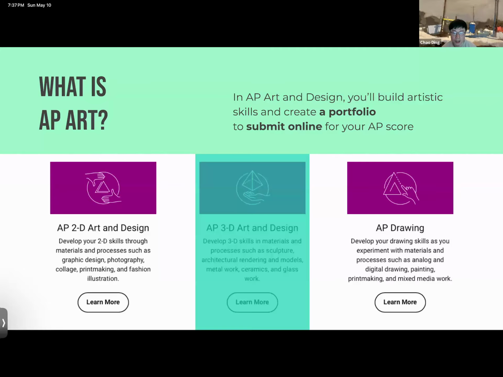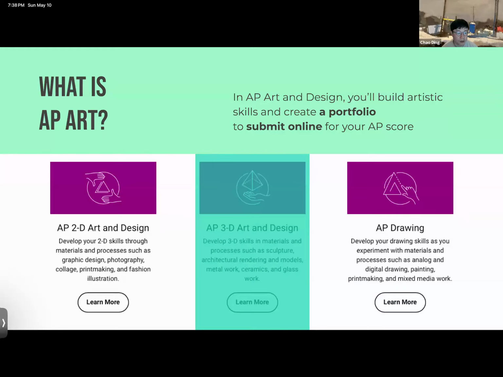For the AP 2D, it's mainly focused on areas like photography, graphic design, collage, or digital or mixed media work. The AP 3D emphasizes mainly sculpture, ceramics, and architectural models. It is mainly about three-dimensional forms or mediums, and you can submit multiple photos to represent the different angles or views of your artwork, or installation work. And the AP Drawing centers on traditional and experimental drawing and painting practice.